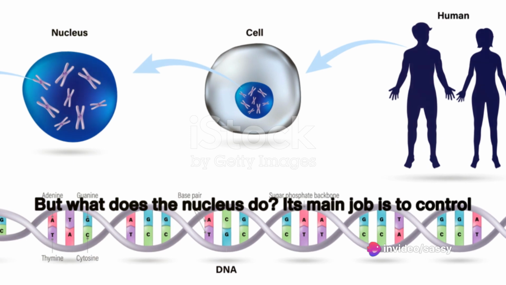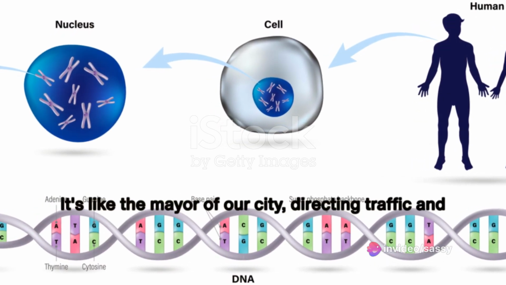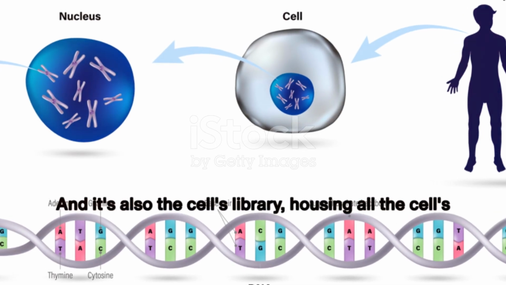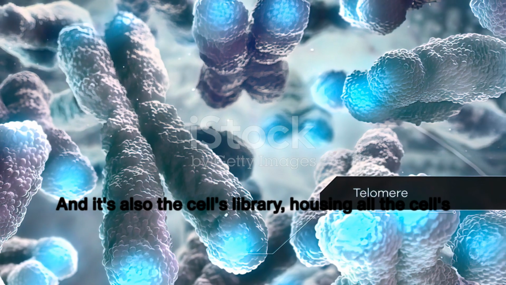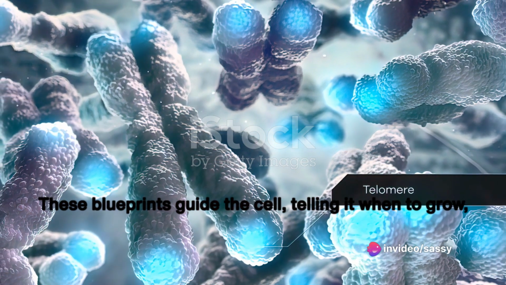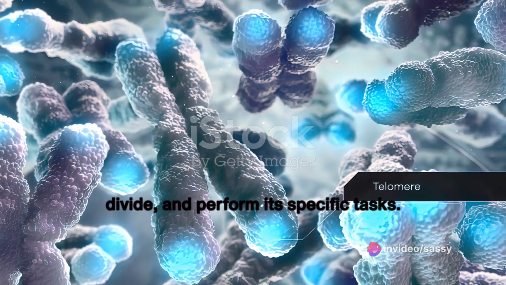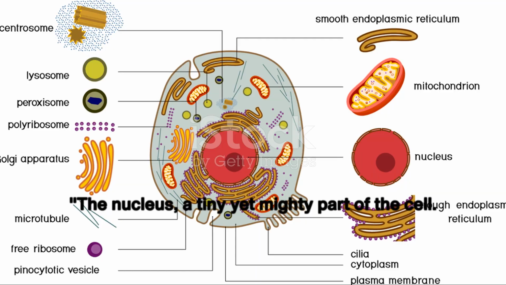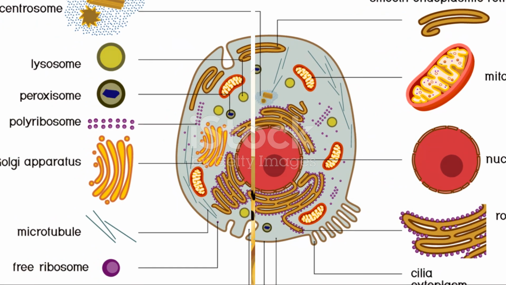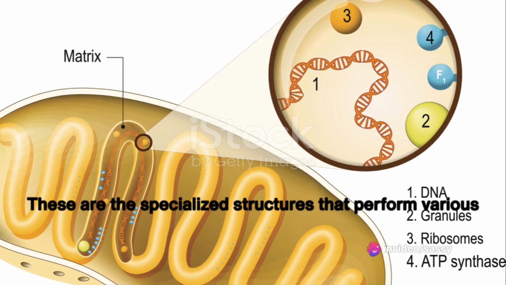But what does the nucleus do? Its main job is to control cell activities. It's like the mayor of our city, directing traffic and making important decisions. And it's also the cell's library, housing all the cell's DNA, the blueprints for life. These blueprints guide the cell, telling it when to grow, divide, and perform its specific tasks. The nucleus, a tiny yet mighty part of the cell. But what about the rest? Let's turn our attention now to the cell's workforce, the organelles.